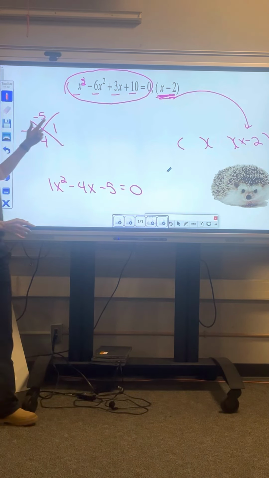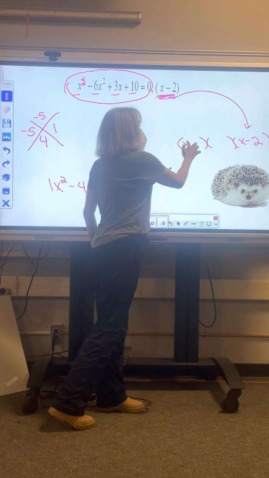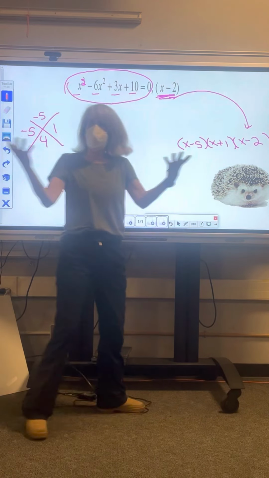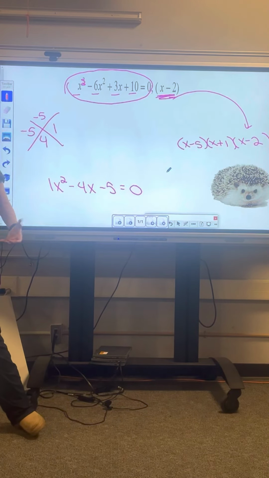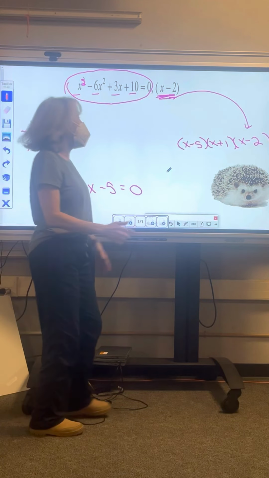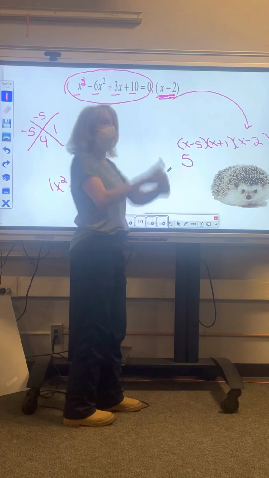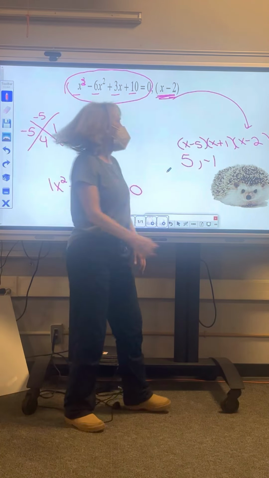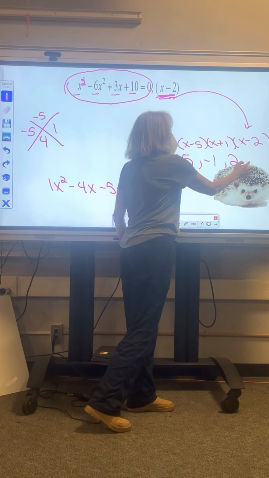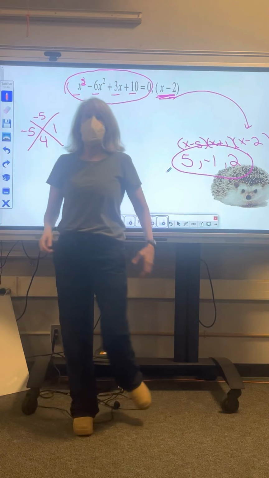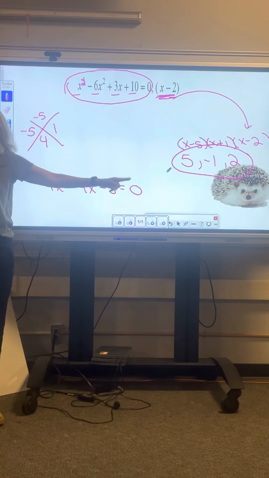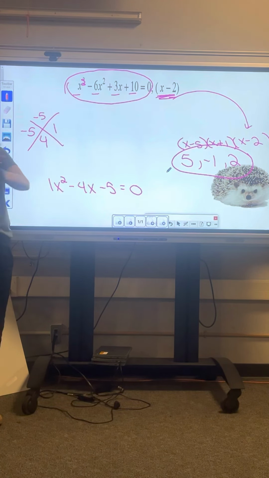So guess what I'm going to do? I'm going to come over here. X minus 5, X plus 1. Time to get my answers out. The little hedgehog says, what are the answers? And here they are. 5, yay. -1, yay. And 2. I used synthetic division to take a scary problem and make it easy. Does that make sense? That's what we're doing today.